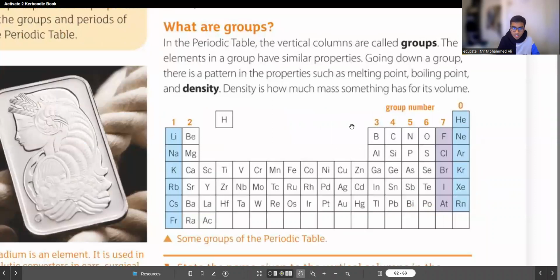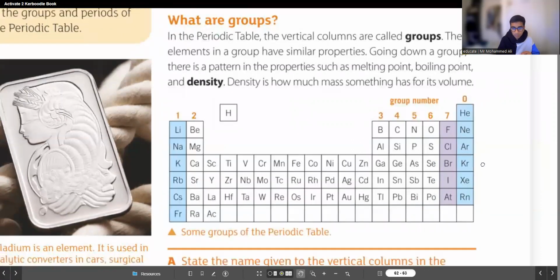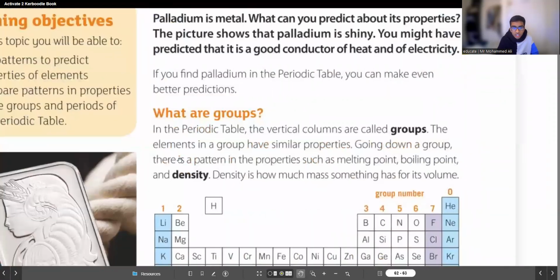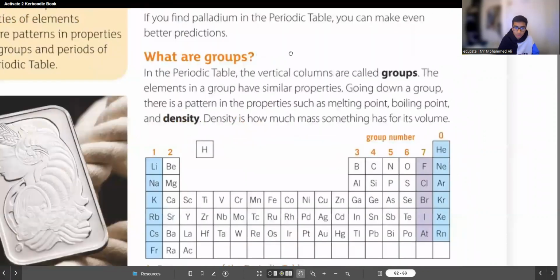We have group numbers as well. We have 1, 2, 7, and then the last group is going to be 0. We will see later in the session why group 0 is not known as group 8, but as the noble gases. Going down a group, there is a pattern in the properties such as the melting point, boiling point, and density. Just for information, density is how much mass something has for its volume.